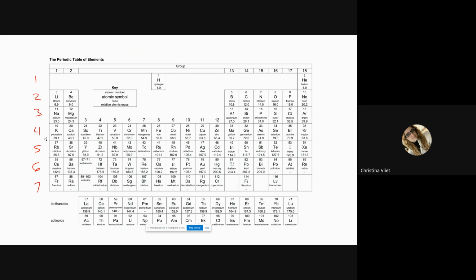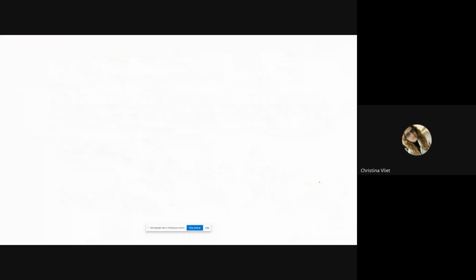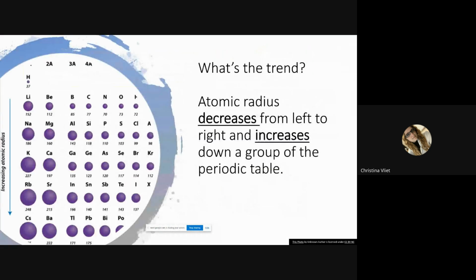Don't write it down yet because we'll write down the trends in a little bit, but this is just to give you a heads up. Once we learn the definitions, we'll start to be able to draw some trends. All right, so that's atomic radius, and this is the actual trend. Go ahead and write it down, and I'm going to explain both reasons.